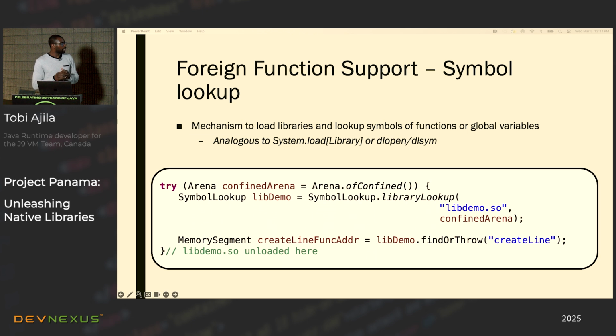And then once we've loaded the library, we can search for symbols within the library using the find or throw API. So it actually behaves a bit more like dlopen or dlsym, if you're familiar with those APIs. The library lookup functions like dlopen, and the find is like dlsym.